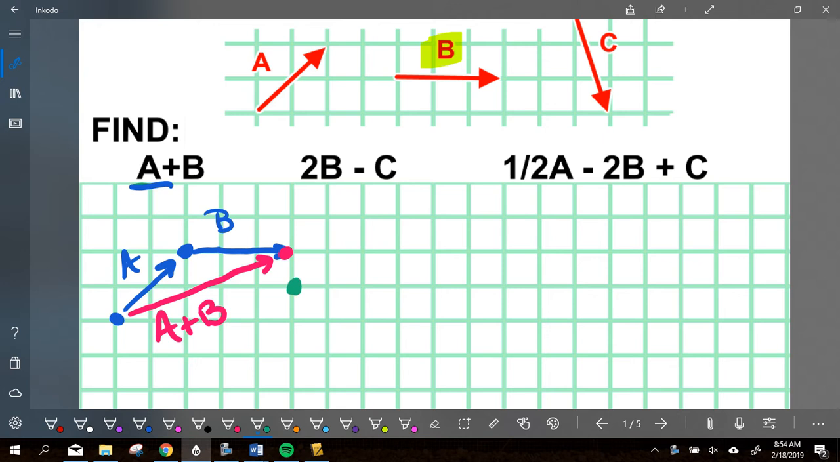I'm doing 2b. So if I'm doing 2b, I'm going to do 1b first. So that means I would go over 1, 2, 3 to the right. There's b. What do you think I do next? Draw another b. 1, 2, 3 to the right. There's 2b. And then I'm doing minus c.